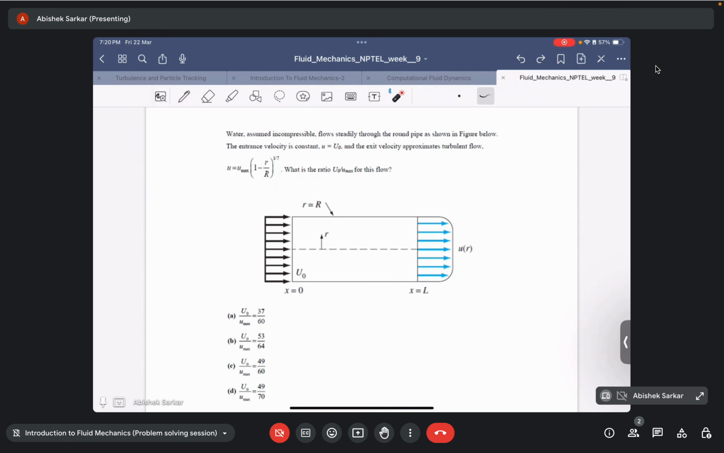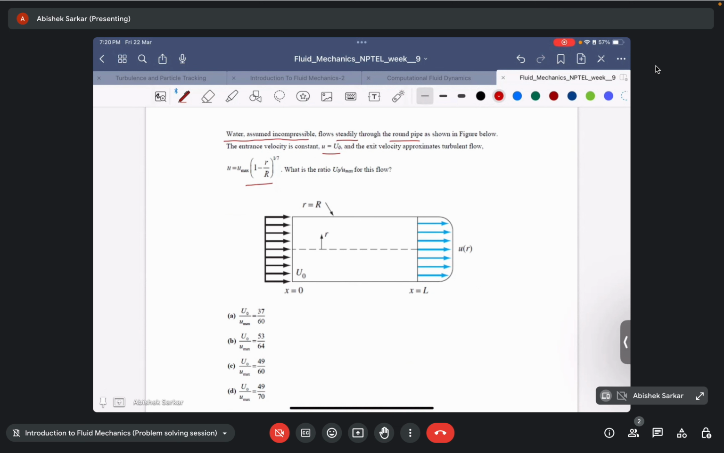Okay, so let's go to the question. We have that water, assumed incompressible, flows steadily through a round pipe as shown in the figure given below. The entrance velocity is constant, u equal to u naught, and the exit velocity profile approximates turbulent flow, u is equal to u max times 1 minus r by capital R to the power 1 by 7, a power law. What is the ratio of u naught by u max? Again, I would say it's a very simple question.